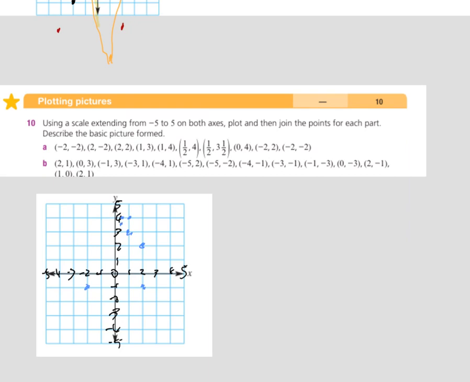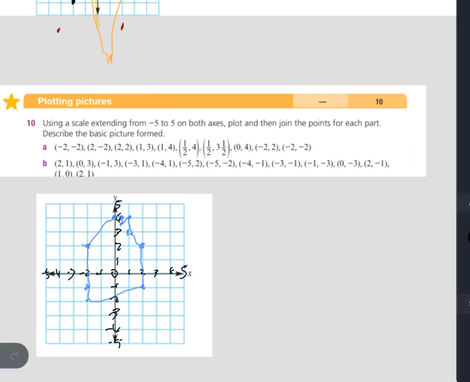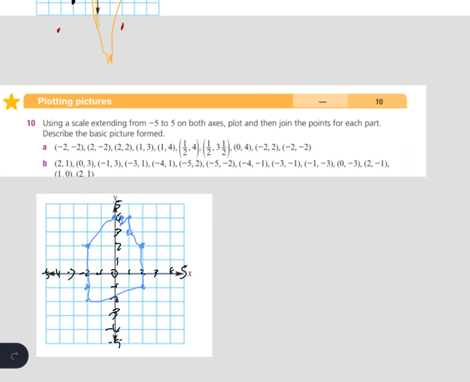Next one's going to be 0 and 4. And the next one's going to be negative 2 and 2. And the next one is going to be negative 2, negative 2. I'm going to be honest, I'm not really sure what we're producing here. Some sort of house. I'm guessing it's supposed to be some sort of house. Anyways, we'll move over to the next one.